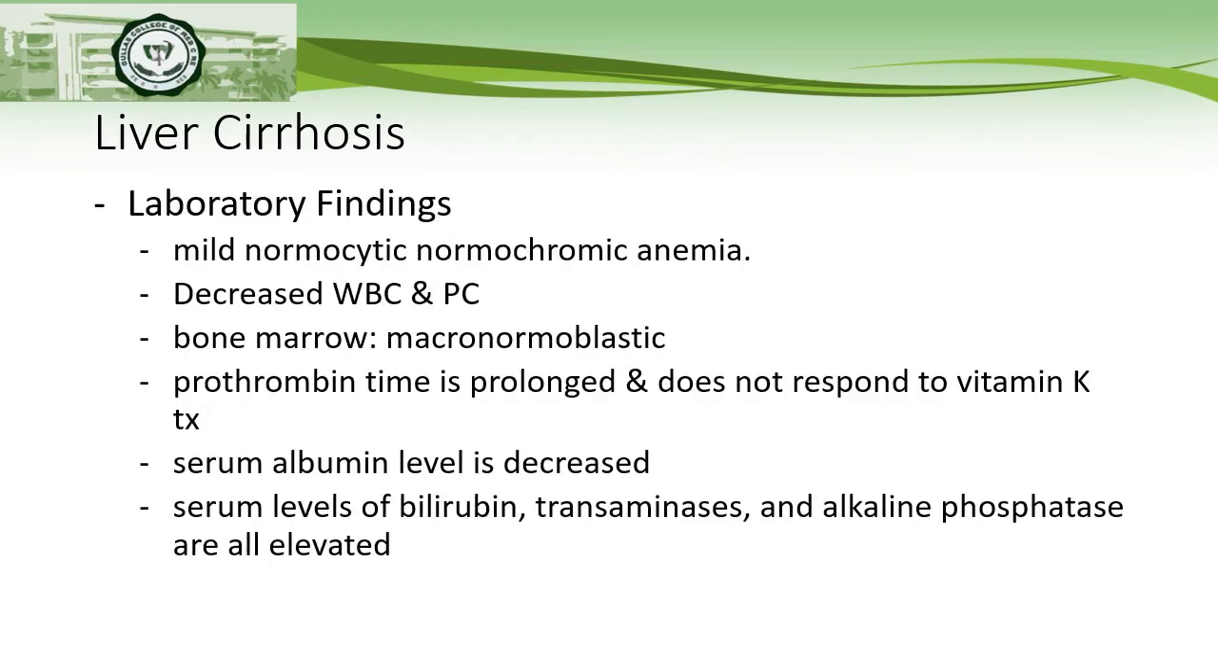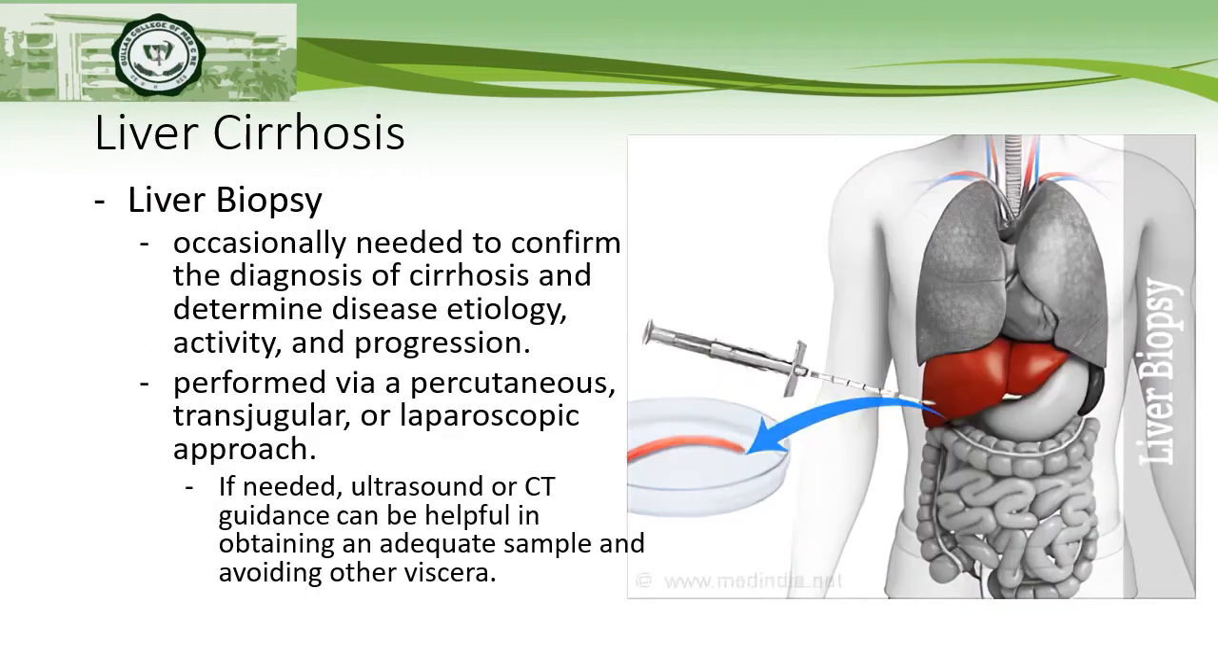Lab findings vary in the cirrhotic patient depending on the degree of compensation. However, in general, a number of trends are seen. The cirrhotic patient usually has a mild normocytic, normochromic anemia. The white blood cell and platelet counts are reduced, and the bone marrow is macronormoblastic. The prothrombin time is prolonged and does not respond to vitamin K therapy, and the serum albumin level is depressed. The serum levels of bilirubin, transaminases, and alkaline phosphatase may all be elevated.